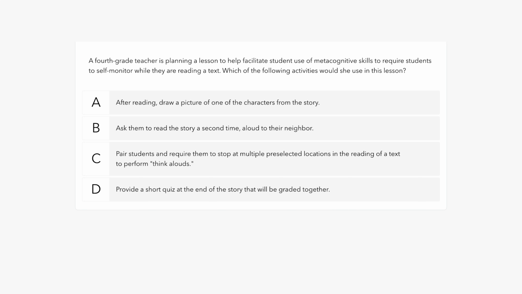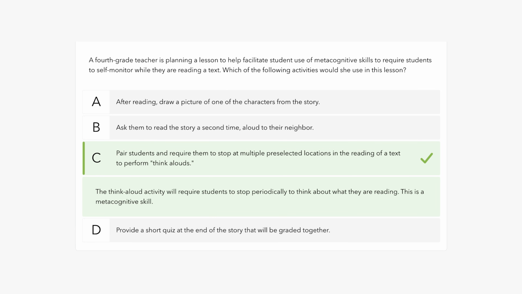After reading, draw a picture of one of the characters from the story. Pair students and require them to stop at multiple pre-selected locations in the reading of a text to perform think-alouds. Provide a short quiz at the end of the story that will be graded together. Ask them to read the story a second time aloud to their neighbor. This is the correct answer. The think aloud activity will require students to stop periodically to think about what they are reading. This is a metacognitive skill.